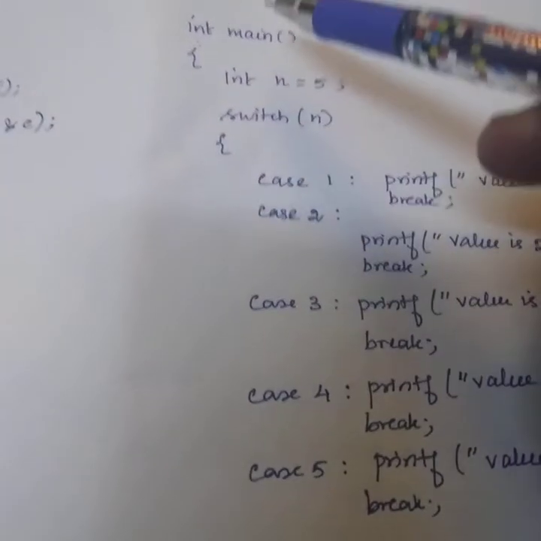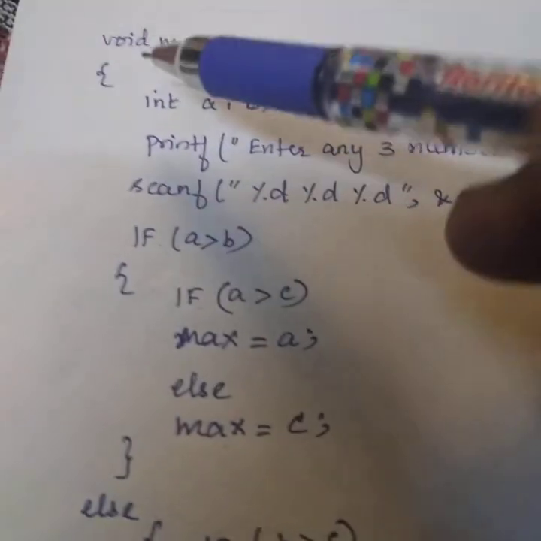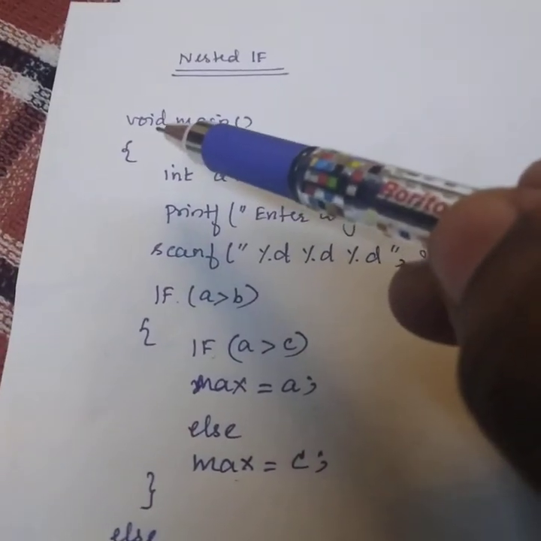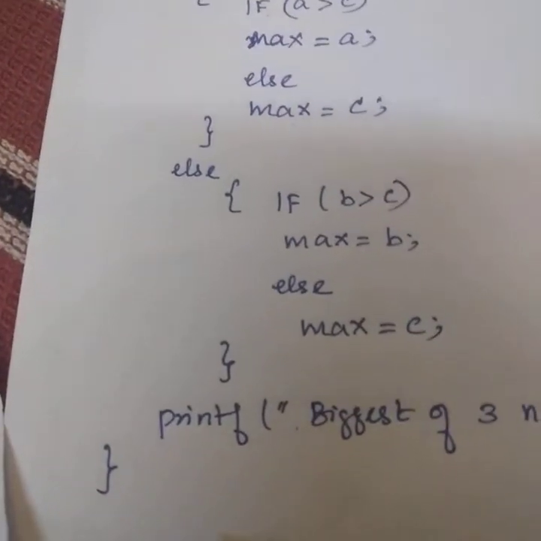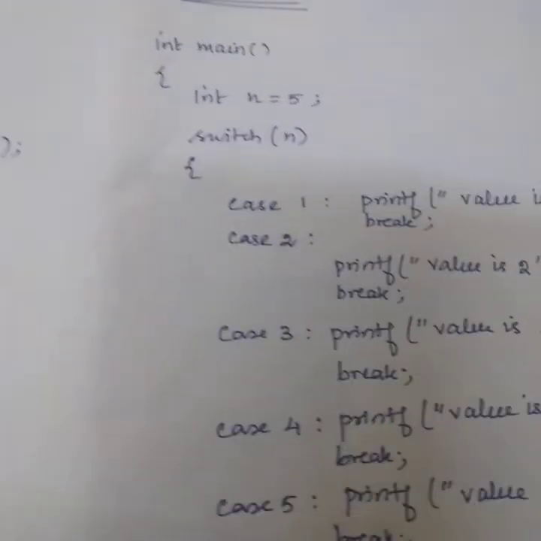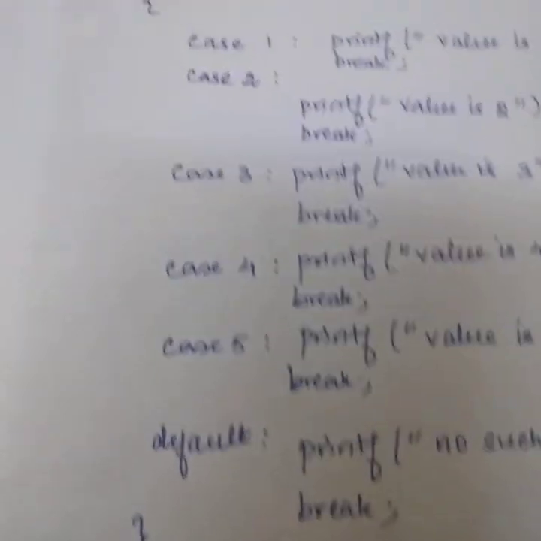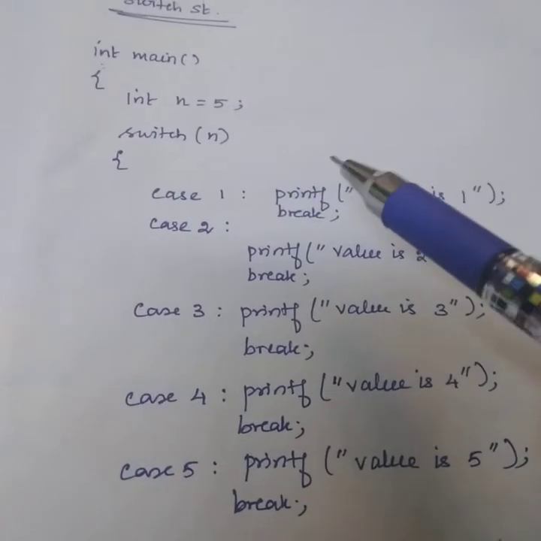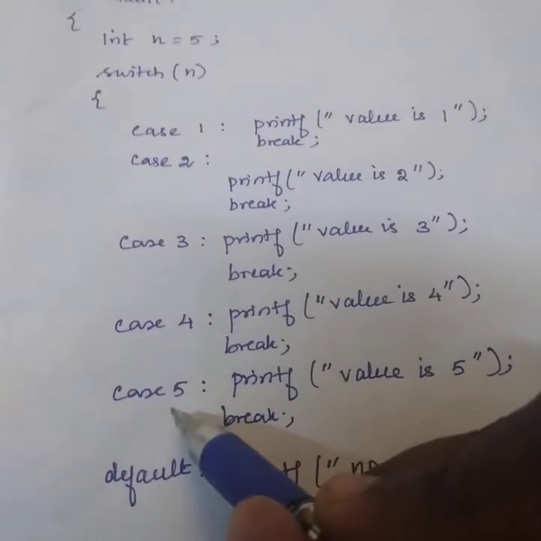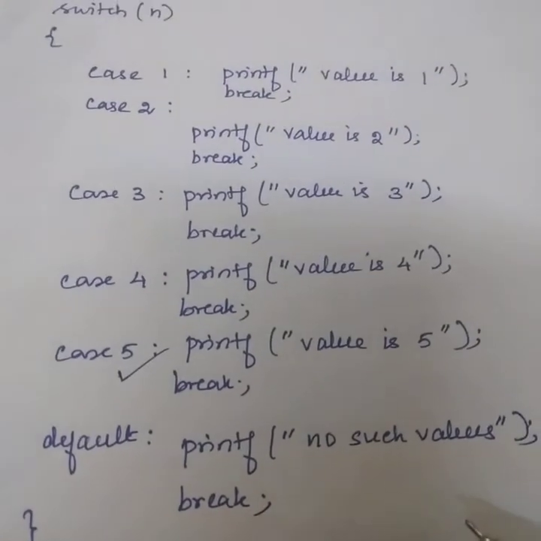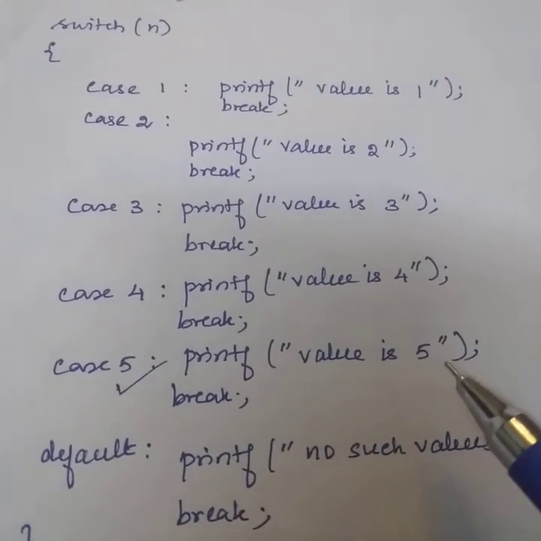If we are using void, in the previous example we put void, so there is no need to put return 0 here. That's the difference between int main and void main. So, what will be the output of this program? Since n is 5, case 5 will be printed. So, the answer will be: value is 5.